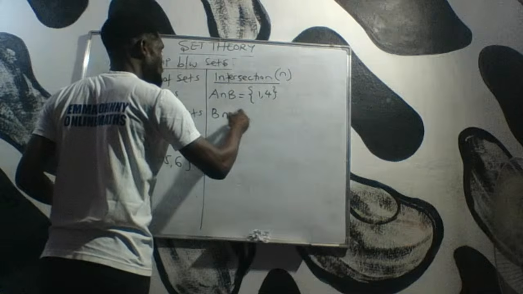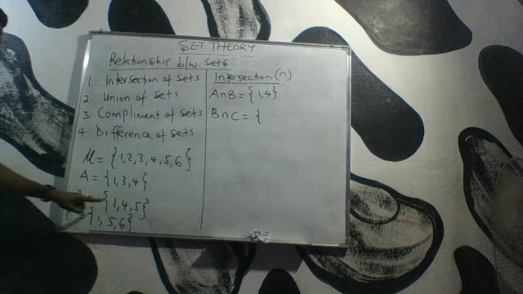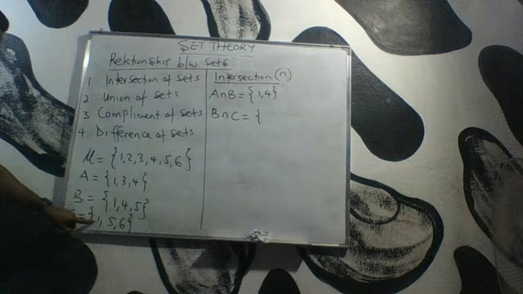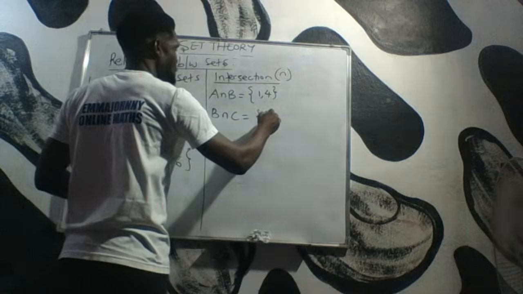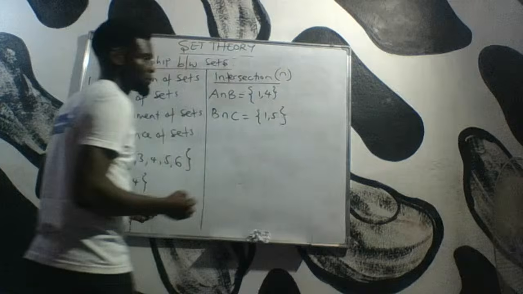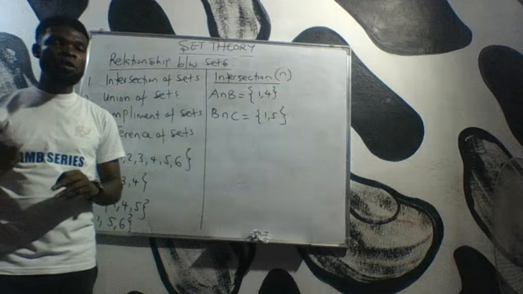That means that B intersection C will be, let's look at B and C. 1 is here, 1 is here, 5 is here, 5 is here. So it's going to be 1 and 5. 1, 5.